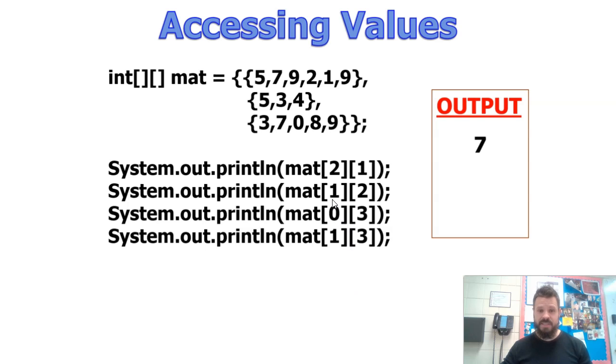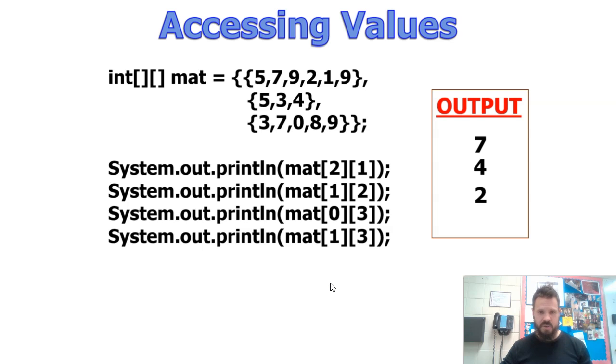Yep, same idea. Mat[1][2] is going to go to the 1st array at the 2nd element. Should print the 4. Okay, mat[0][3] will go to the 0th array at element 3. That'll print the 2.